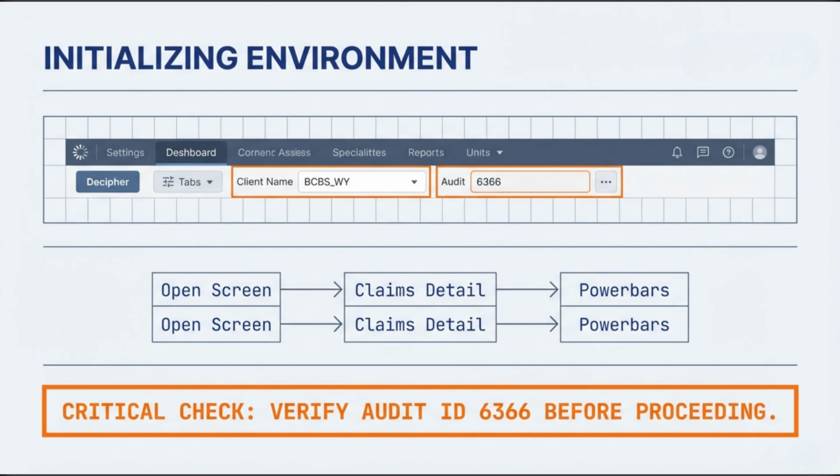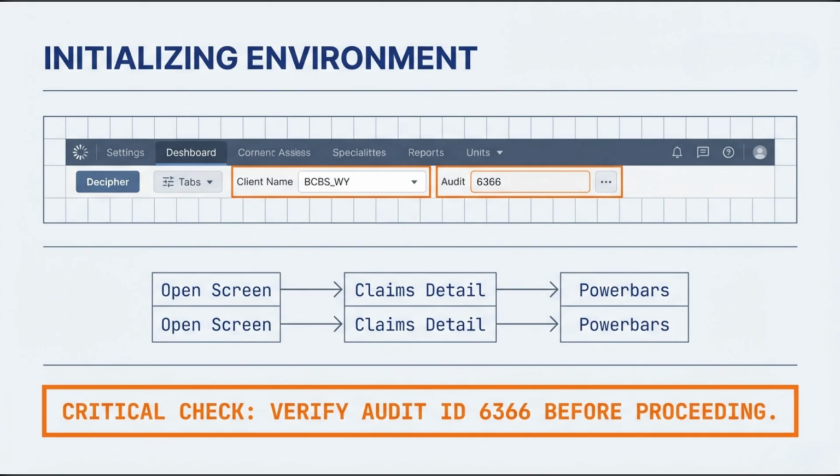But wait, before we can truly unleash our analytical power, there's a flashing orange box demanding our attention. It's a critical check. Verify audit ID 6366 before proceeding. Why is this so incredibly important? Because this ID, 6366, is our golden thread. It ensures every single claim we touch, every detail we scrutinize, is tied to the correct audit. Get this wrong, and our entire COB effort is off target. Always verify, always double check.